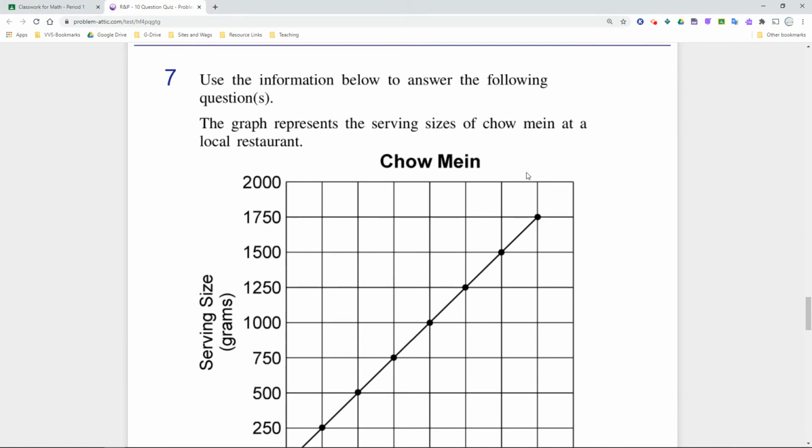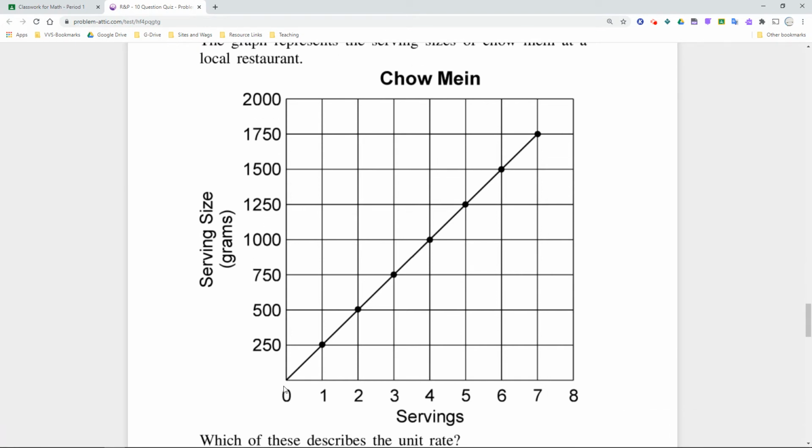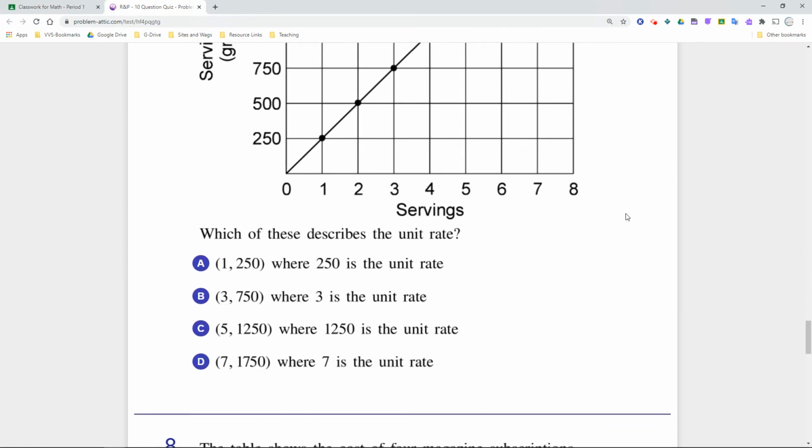Number 7, use the information below to answer the following question. The graph represents the serving sizes of chow mein at a local restaurant. Here, coming up the side, is our serving size in grams: 250, 500, 750, 1,000, 1,250, and so on. Down at the bottom is how many servings that would be: 0, 1, 2, 3, 4, 5, and so on. You can see the dots connected by this line are going kind of right up the center.